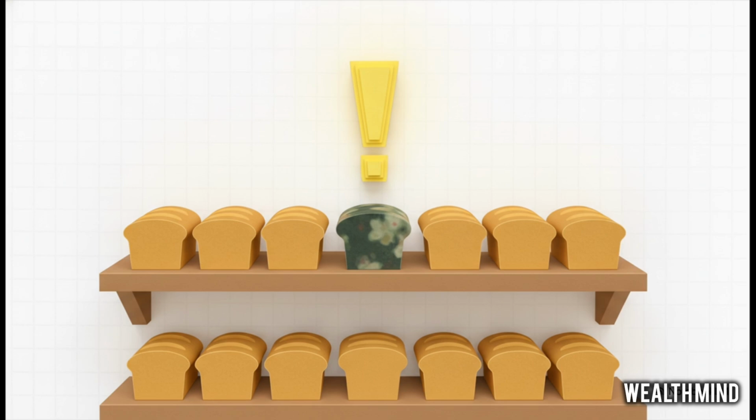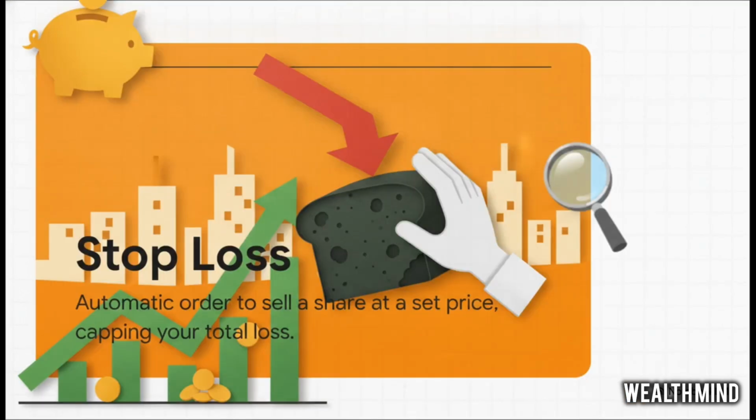What do you do? You definitely don't just wait around and hope it magically gets better, right? No. If you're smart, you throw that one moldy packet out immediately. Because if you don't, that fungus is going to spread and literally ruin your entire inventory. Well, in the stock market, a bad trade is like moldy bread. And to protect your portfolio from it spreading, you use what's called a stop loss.